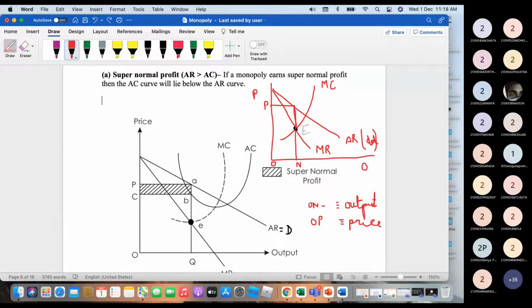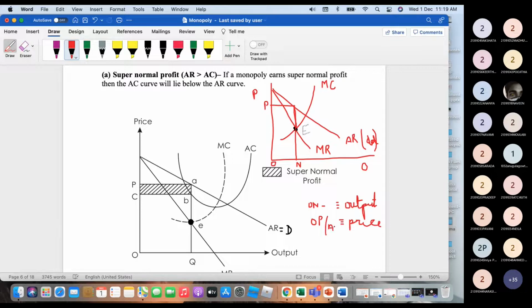Now we have to find out that if the firm is producing ON level of output selling at OP price, is the firm earning profits? According to this example what we are taking, we are saying that the firm is earning profits. And profit is always when the revenue is more and the cost is less. So what is the revenue? Revenue is your price, students.